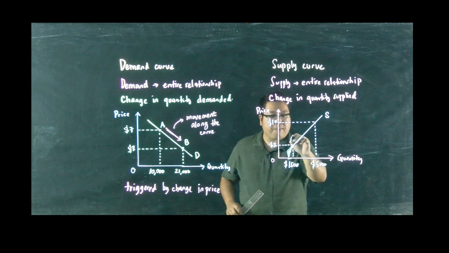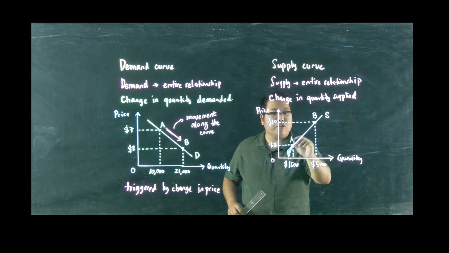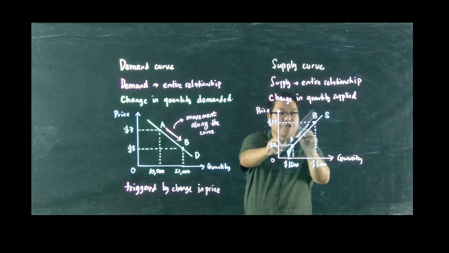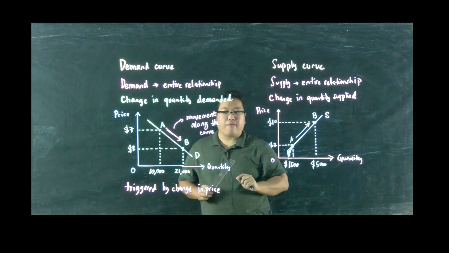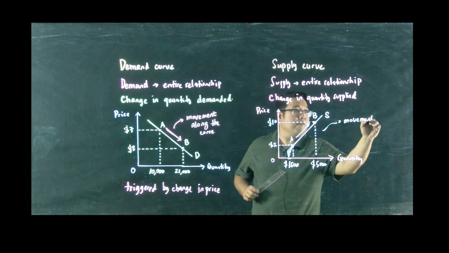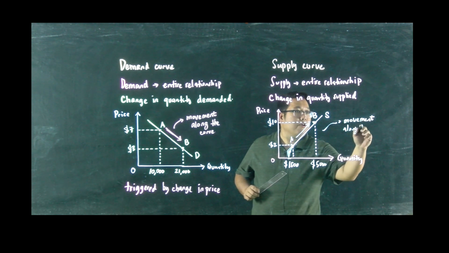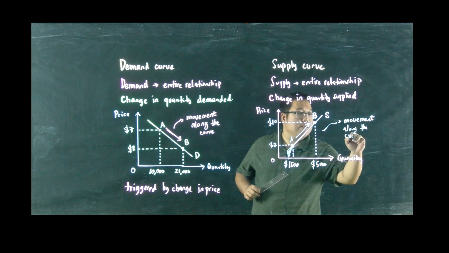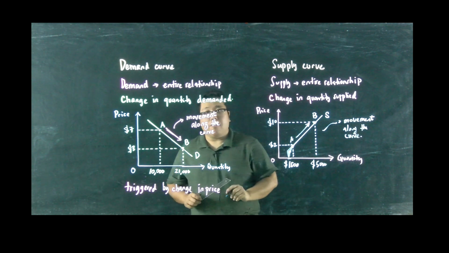So the movement from A to B was triggered by a change in price. This, my friends, is again a movement along the curve, precisely a movement along the supply curve.